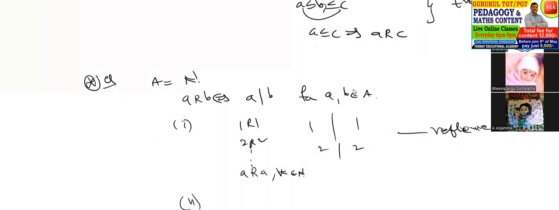Question: is it symmetric? No, sir. Suppose you take A equals 1, B equals 2. Automatically 1 divides 2. So A divides B is there. But unfortunately, 2 does not divide 1. Therefore, 1 divides 2 is there, but 2 does not divide 1. Therefore, A related to B is there, but B is not related to A. Therefore, not symmetric.